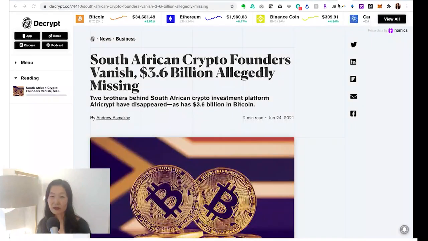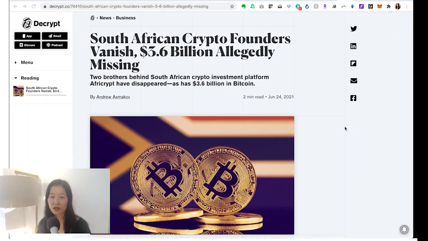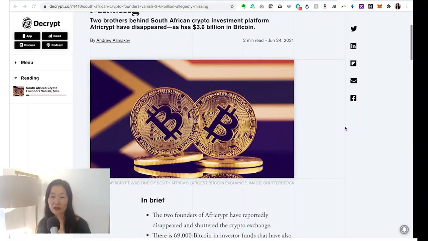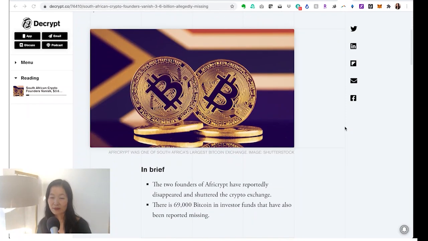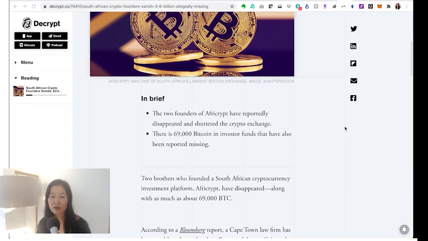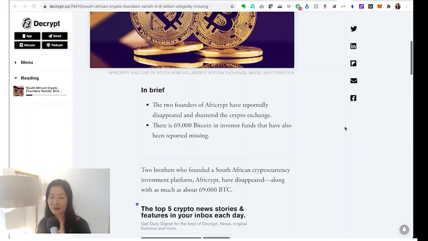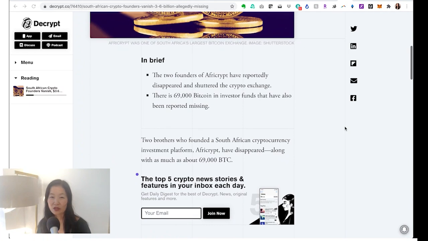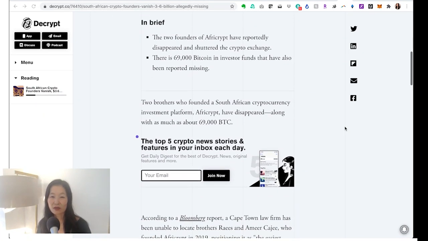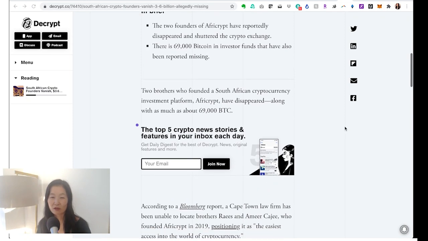According to a Bloomberg report, two brothers who founded AfriCrypt, a South African crypto exchange, have disappeared, taking up to 69,000 Bitcoin, worth about $2.3 billion, with them. AfriCrypt shut down in April, coinciding with Bitcoin's $64,000 all-time high, with the company citing a breach in its system. Soon after the supposed breach, the brothers, Rais and Amir Keji, allegedly transferred their investors' money from company accounts through crypto mixing services.